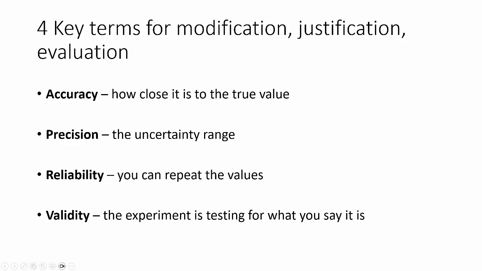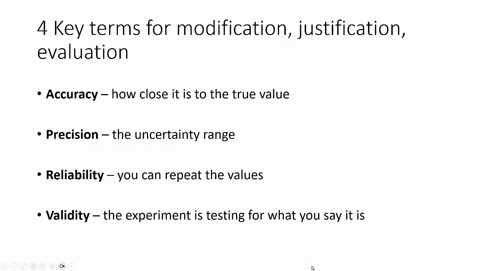So just following on from the previous video where I explained that accuracy is how close it is to the true value, precision is how much it goes up and down, reliability is repeating, and validity is whether the experiment is valid or not, saying what you say it is.